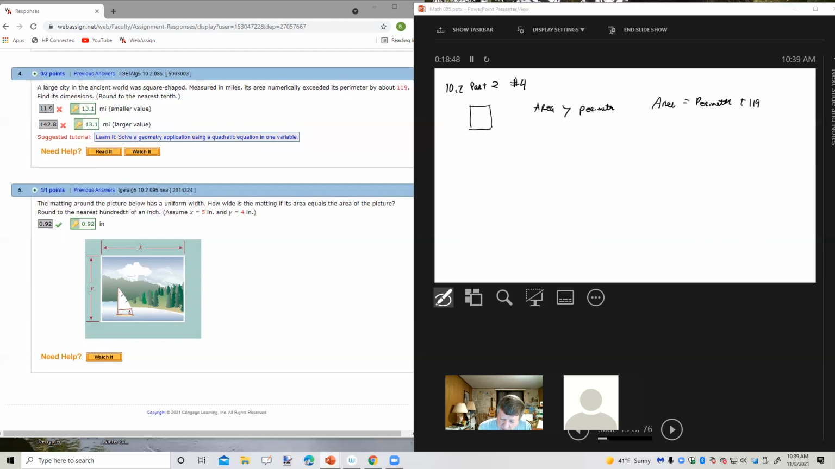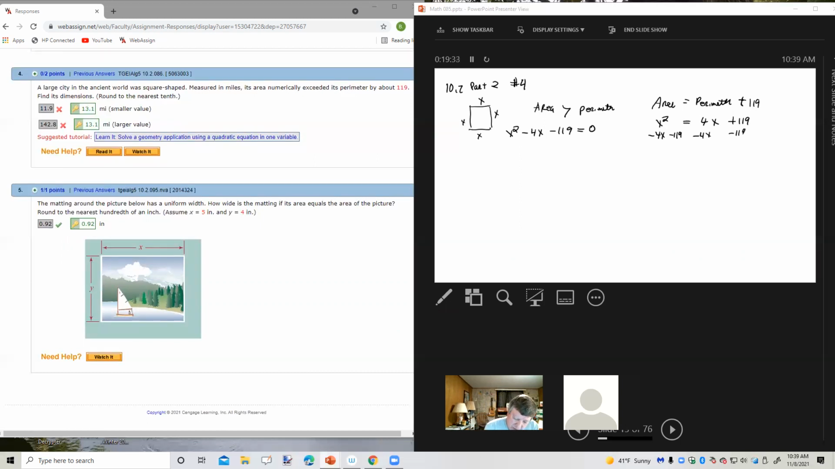plus 119. Now, since this is a square, let's just call each side x. The area would be x squared, the perimeter would be 4x. So x squared equals 4x plus 119. Any questions where I came up with that equation? I'm going to subtract 4x and 119 from both sides, and I get the following equation: x squared minus 4x minus 119 equals 0.